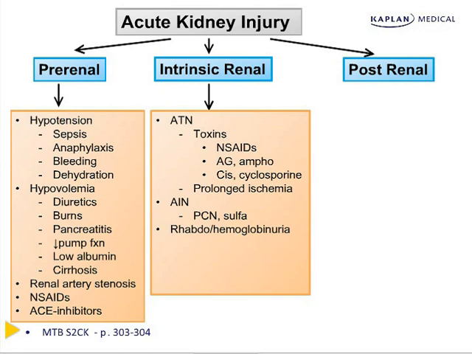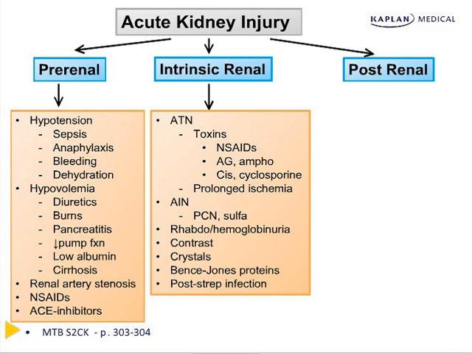Rhabdo or hemoglobinuria can also cause intrinsic AKI, as can contrast, which causes a special type called contrast-induced nephropathy, crystals, which deposit in the tubules, Bence-Jones proteins in the setting of multiple myeloma, and post-streptococcal glomerulonephritis. When you think of post-renal AKI, think about urinary obstruction.